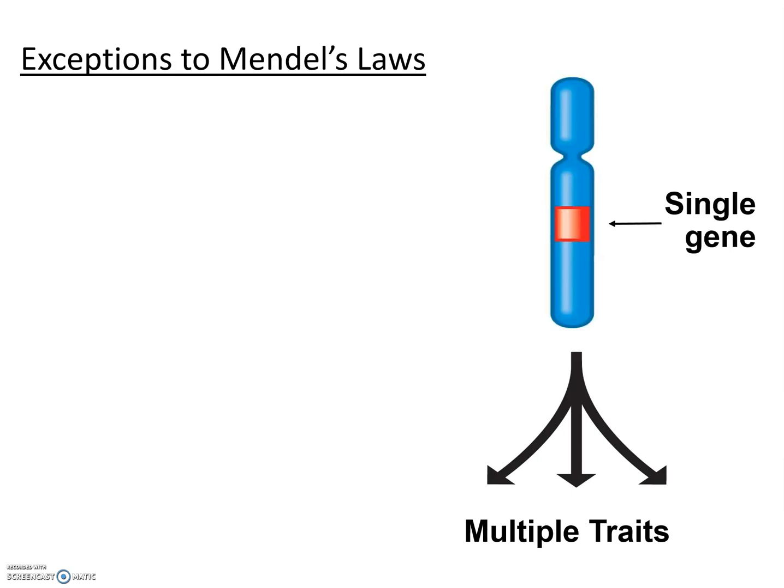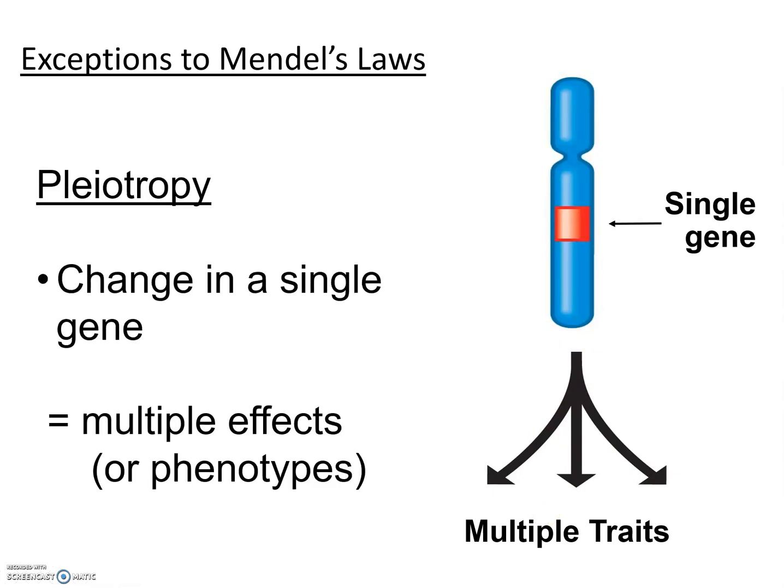The third kind of exception that we can look at for Mendel's laws is really an interesting one, because in this case you have a single gene on a chromosome, or a single allele, and this can actually give you multiple traits, or multiple phenotypes. This is known as pleiotropy. When you have a change in that single gene, you get multiple phenotypes coming out of this process. The convention has always been that one gene gives you one trait, but in this case, one gene is giving you multiple traits or multiple phenotypes.